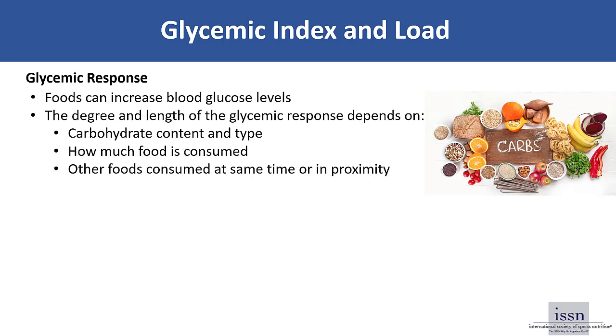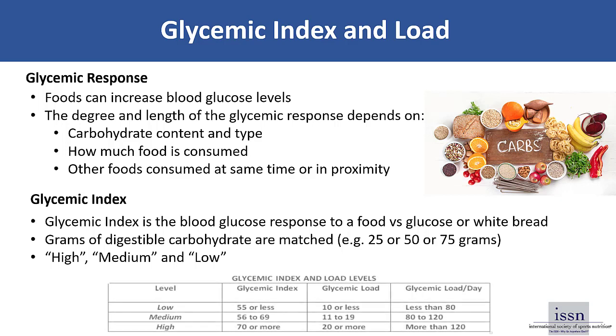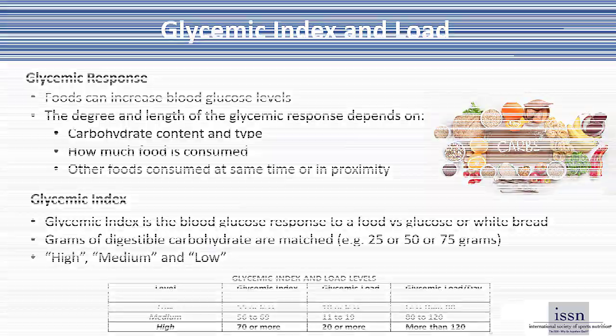The degree and length of the glycemic response depends on the carbohydrate content and the type of carbohydrate that is consumed, how much food is consumed, and any other foods that are consumed at the same time or in proximity. The glycemic index is a standardized measure of the glycemic response. The glycemic index is the blood glucose response to a food versus glucose or white bread at the same level. The grams of digestible carbohydrate are matched, 25 or 50 or 75 grams. And foods are categorized as being either high glycemic, medium, or low glycemic index.